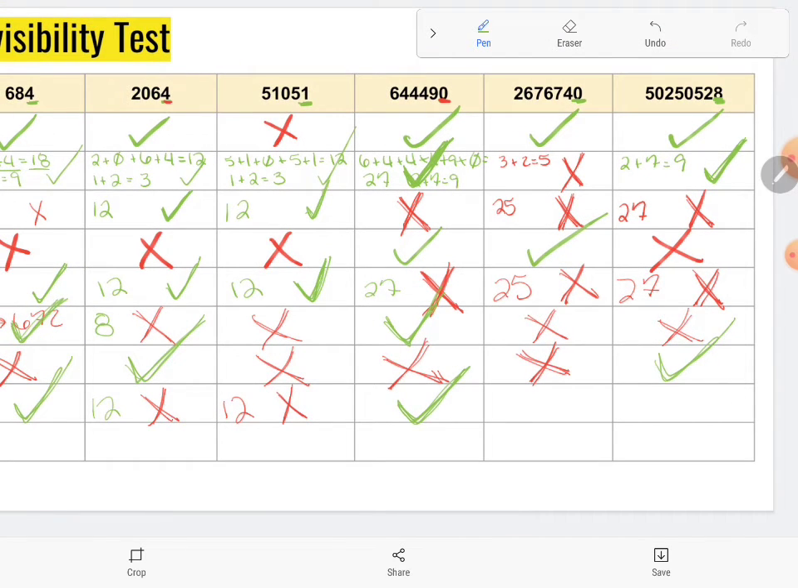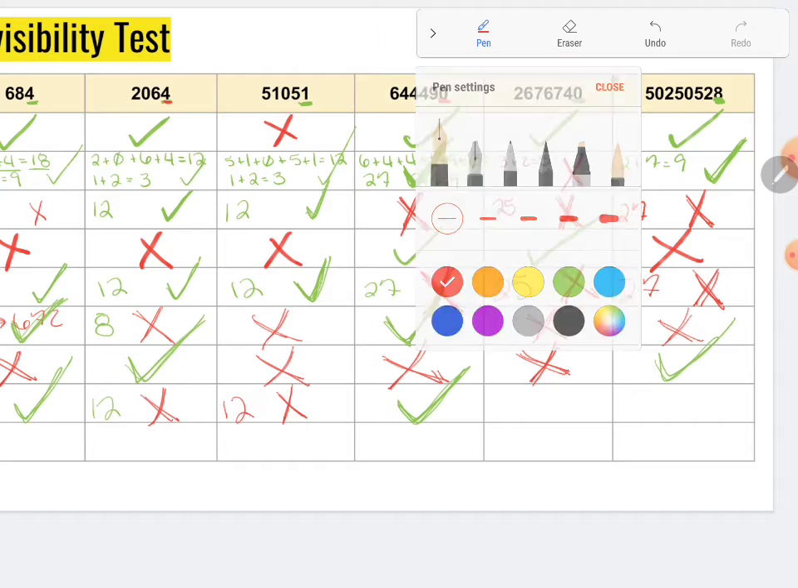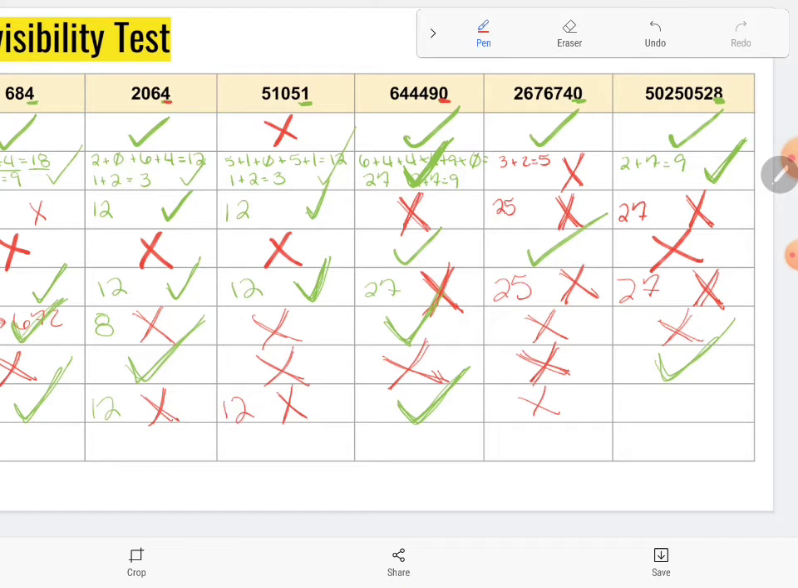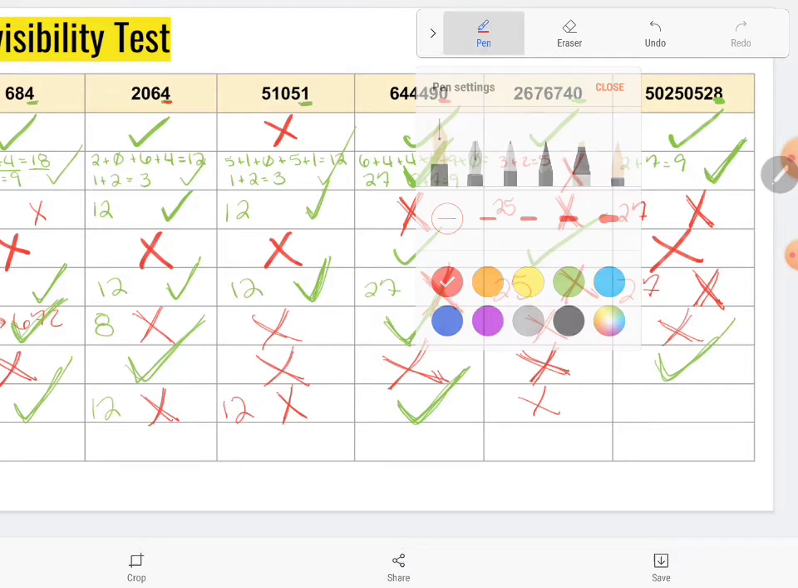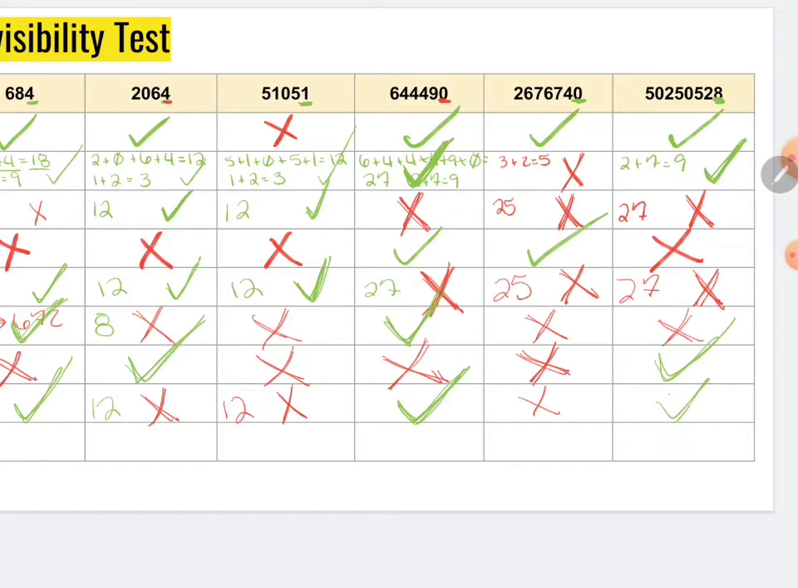Next, we have 2 plus 6 plus 7 plus 6 plus 7 plus 4, which is going to be 32. 32 is not a factor of 9, therefore this is not divisible by 9. And then we have 5 plus 0 plus 2 plus 5 plus 8, which is going to give us 27, which is a factor of 9, therefore it should be divisible by 9.